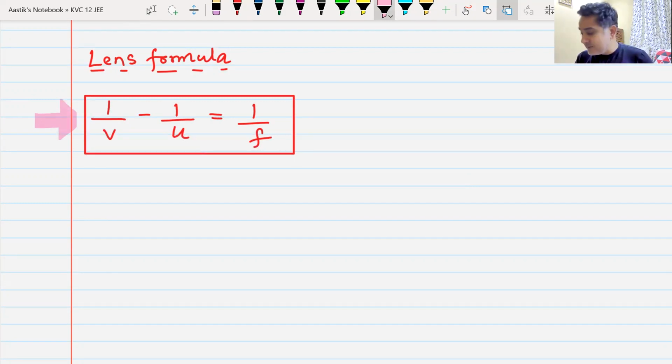1 by V minus 1 by U is equal to 1 by F. Remember, this formula has to be used with proper sign convention for U, F, V. Remember, for a convex lens, focal length is always going to be positive. For a concave lens, focal length is always going to be negative. We understand this, yes or no? Yes, sir.